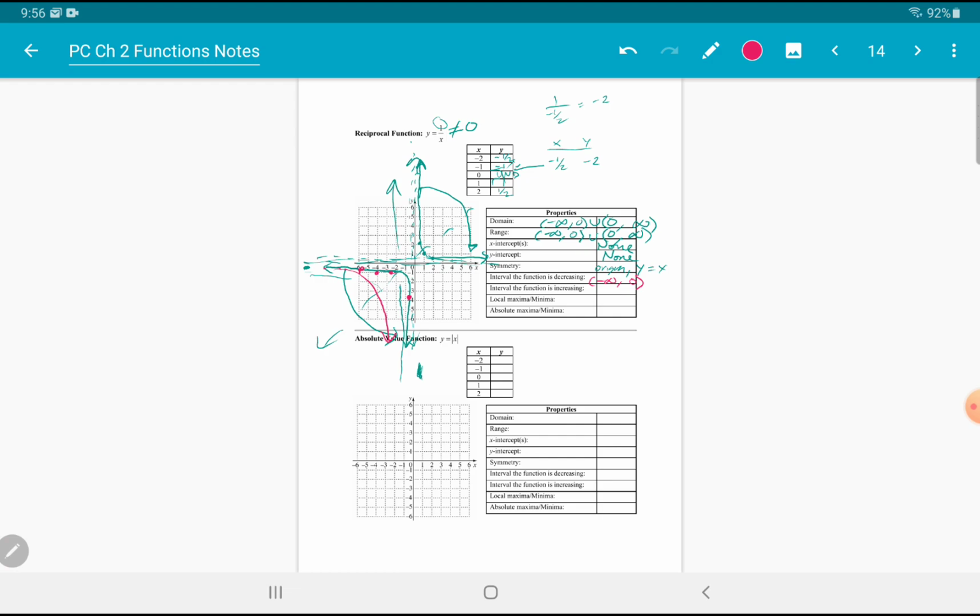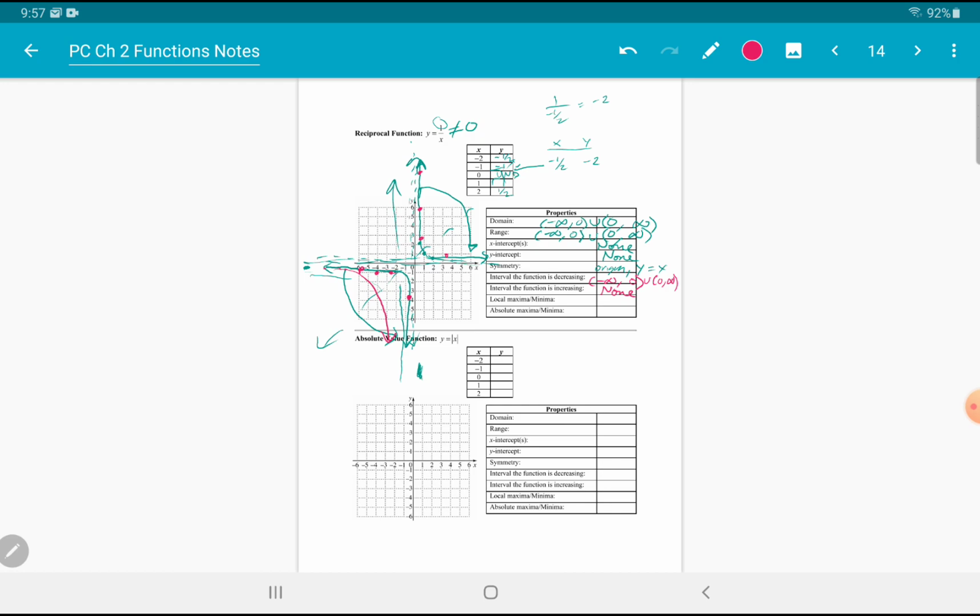Okay. Where is the function increasing? Oh, wait, it's not increasing anywhere. This is still decreasing, right? As x gets larger, y gets smaller. So, in fact, you have union 0 to infinity. It's basically decreasing everywhere, which means if it's decreasing everywhere, it's increasing nowhere. So this doesn't have any increasing area.